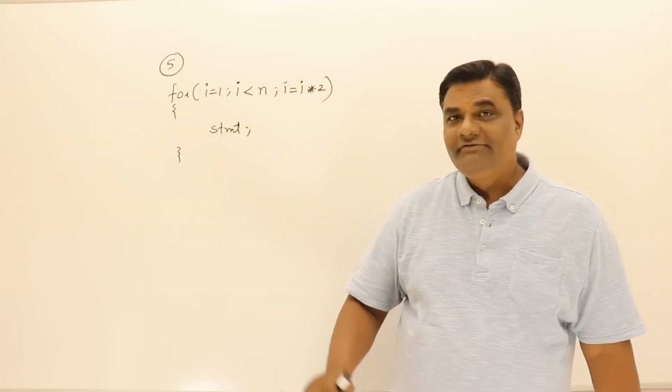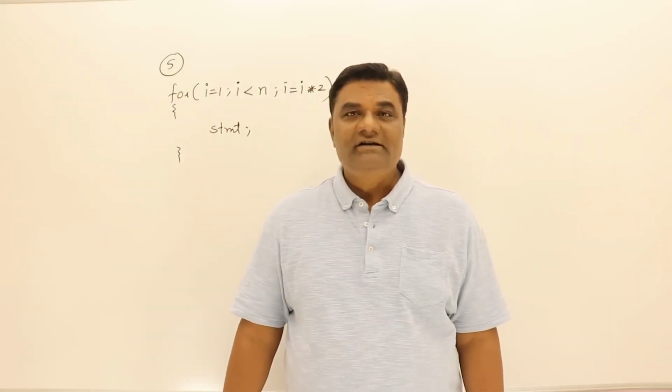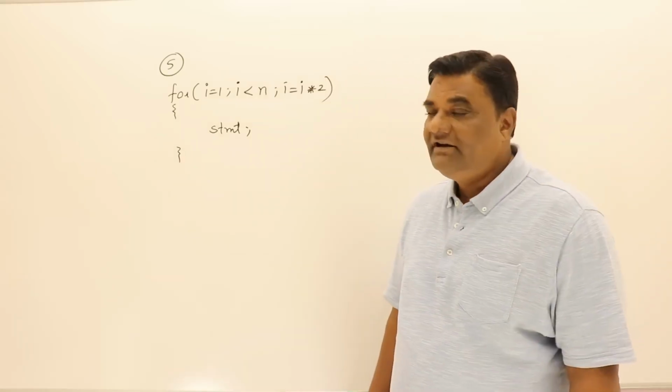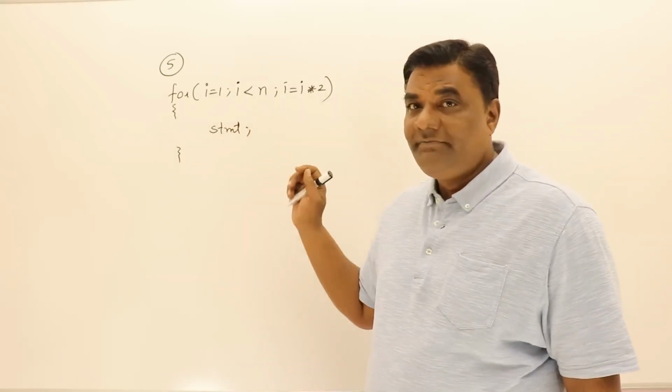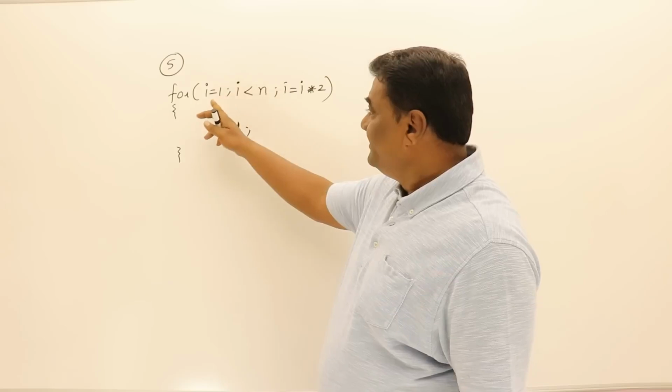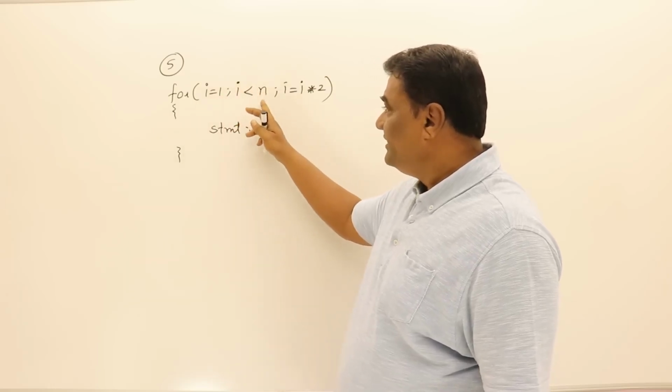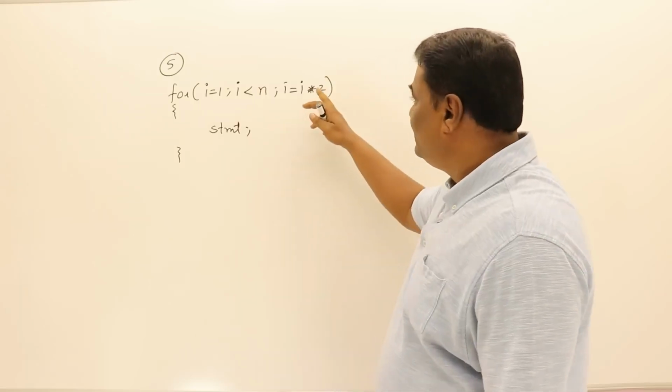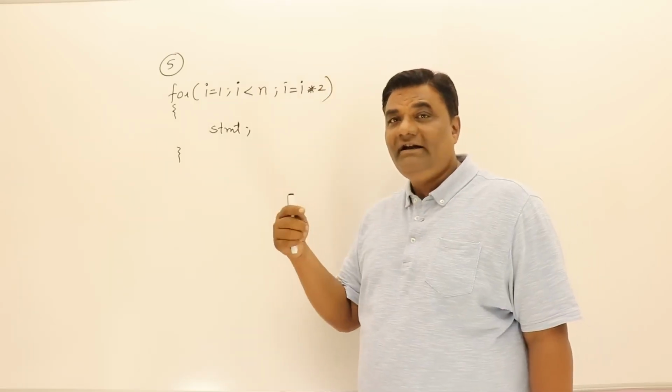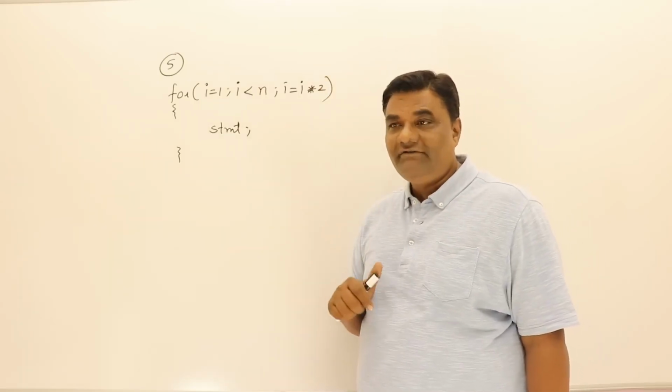Next, I have this piece of code. I have to analyze and find the time complexity of this one. And in this code also, a for loop is used. But the loop starts from 1 going up to n, that is, less than n, and it is being multiplied by 2. I is multiplied by 2 every time.